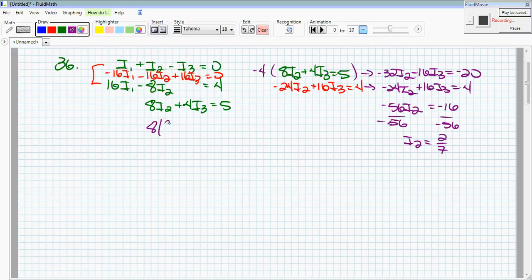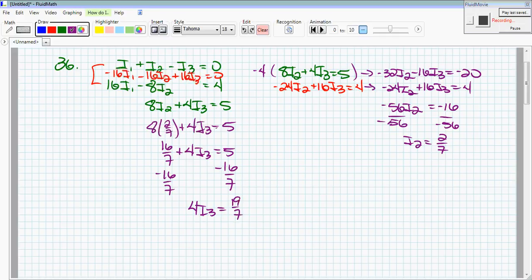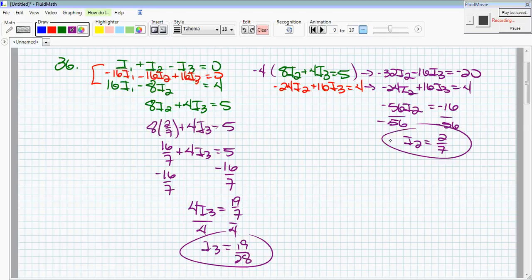We'll say 8 times 2/7 plus 4 times I sub 3 is equal to 5. So 16/7 plus 4 I sub 3 is equal to 5. We need to subtract 16/7. So 4 I sub 3 is equal to, that's 35/7, so what is that? 19/7. Divide both sides by 4, and I sub 3 equals 19/28, and that's correct.